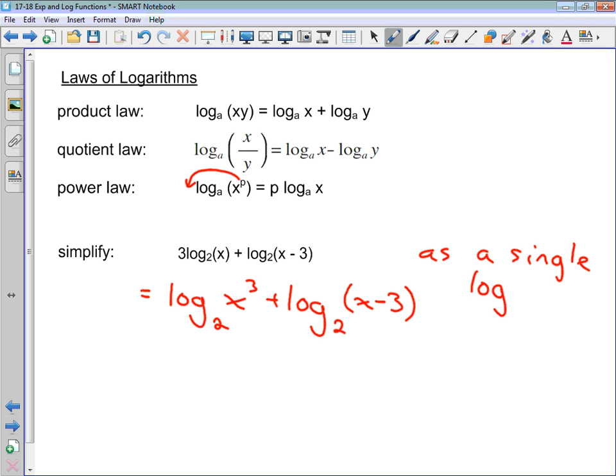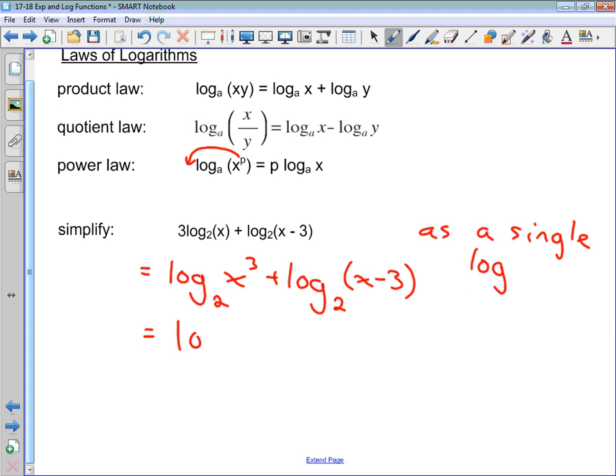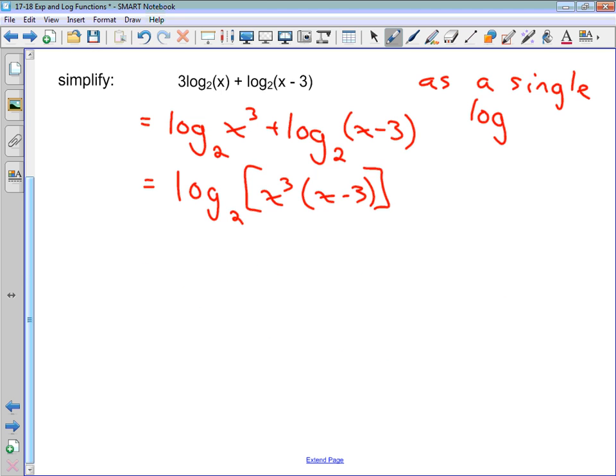What else can I do with these? Luca? To get what? Yeah. So I can basically have inside the argument of my log function here, x cubed times x minus 3. And then if I wanted to, well, that's already in factored form, so that's probably better. I could expand and simplify if I needed to, but I would probably just leave it like that because the thing inside is factored.